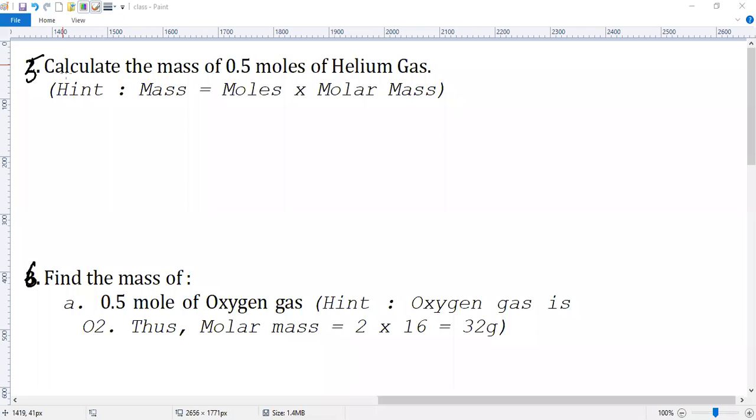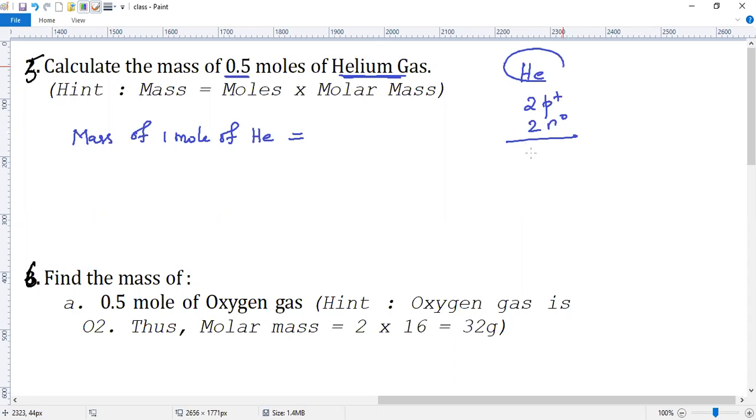Calculate the mass of 0.5 moles, half a mole, of helium gas. They are asking you to calculate the mass of 0.5 moles of helium gas. For that, first of all, you should know the mass of 1 mole of helium gas. So what is the mass of 1 mole? In helium, you have got 2 protons and 2 neutrons. Therefore, for helium, the atomic mass is 4. It will be in your textbook problem. So atomic mass is 4 u. For 1 mole you will state it in grams, so that is 4 grams.